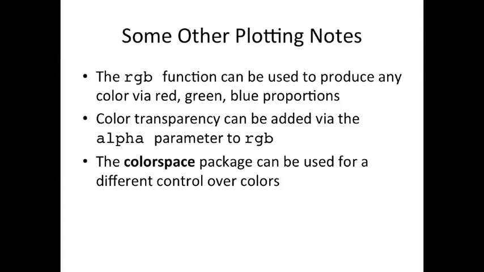Another thing that you can use rgb for is to add transparency to your colors. There's a fourth argument to rgb, the alpha parameter, which is a number between 0 and 1 that can be used to specify transparency in your colors, 0 being completely transparent, and 1 being not transparent at all. Lastly, I'll just mention the colorspace package, which can be used to exert a different type of control over colors. You may want to explore it, but I won't talk about it here.